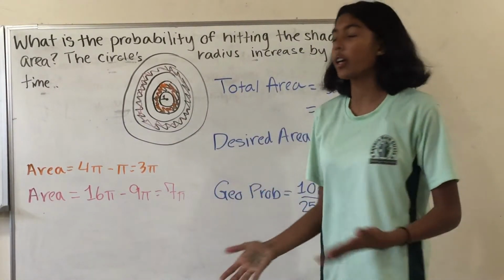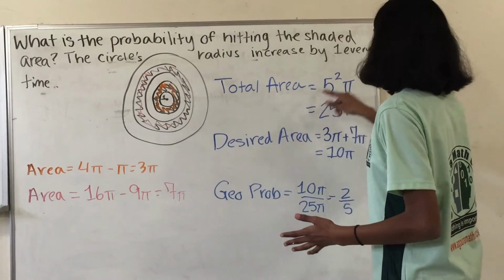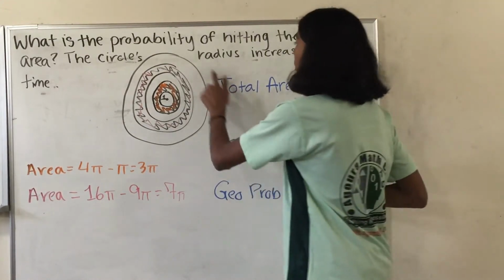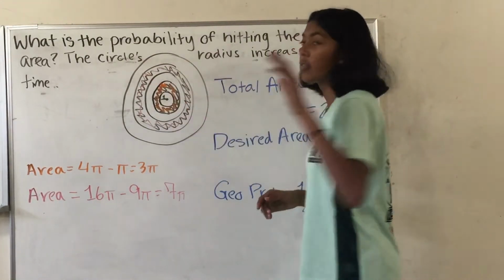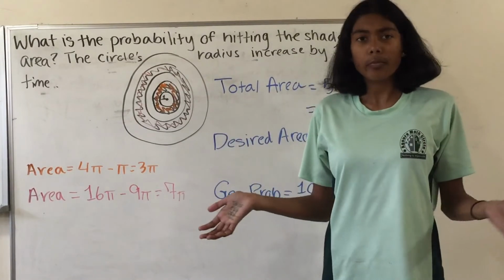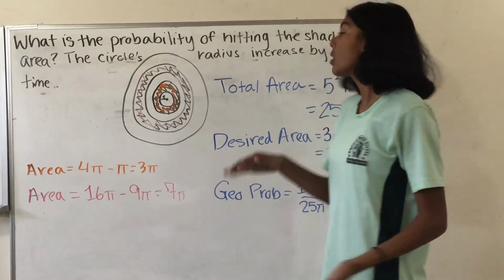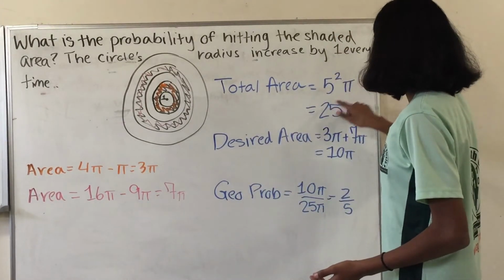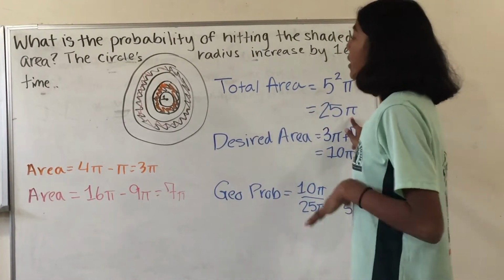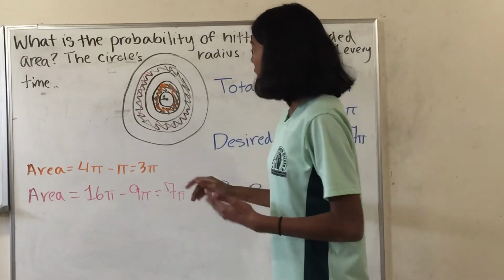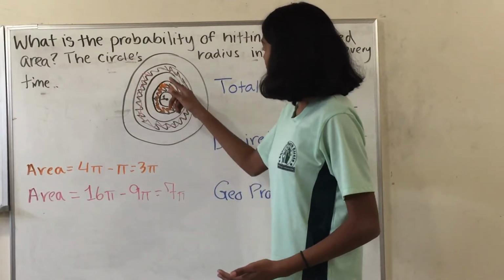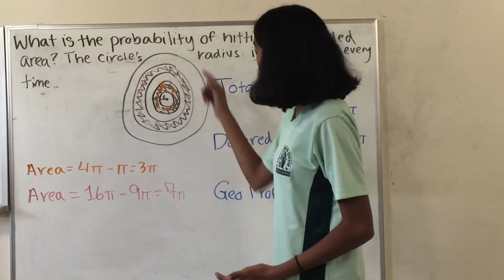finding our total area. Our total area can be 5 squared times pi because the radius of this large circle is 5. And to find the area of a circle, we're going to plug it into the formula pi r squared. And we get 5 squared times pi, which is equal to 25 pi. Now let's find the area of our shaded areas, which is here, our orange one, and here, our red one.